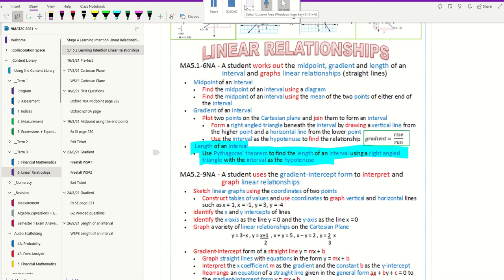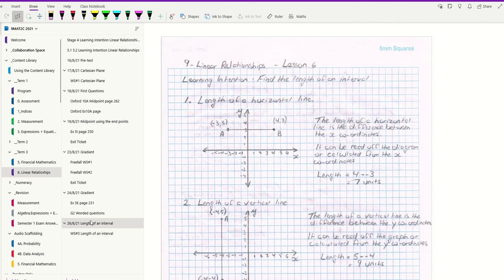Good morning, Year 9. Today, if we have a look at our learning intentions, we are going to be looking at the length of an interval. We're going to use Pythagoras' theorem to find the length of an interval using a right-angled triangle with the interval as the hypotenuse.